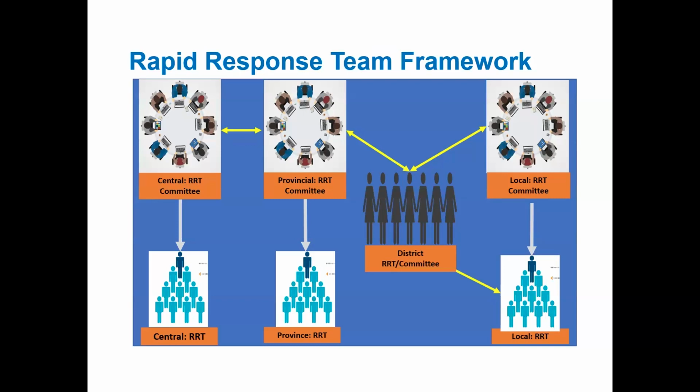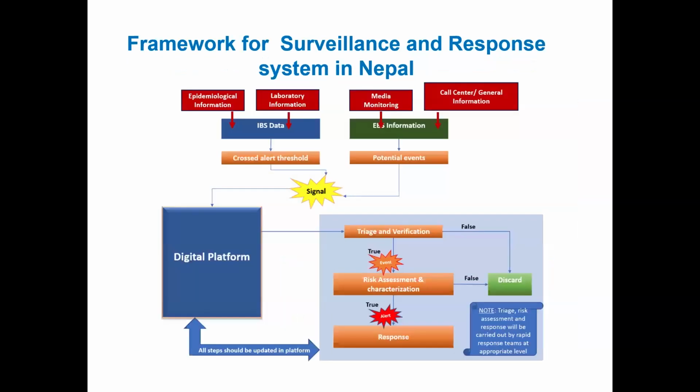We have both the RRT committee, which usually takes the task of facilitation, and the main working committee to respond to the outbreak, which is the rapid response team. All 3 tiers of government have that team, and mainly the local RRT is the first to respond to outbreaks or any epidemics and pandemics. To coordinate between the provincial and local levels, a district RRT committee is there to make a joint connection between those governments.